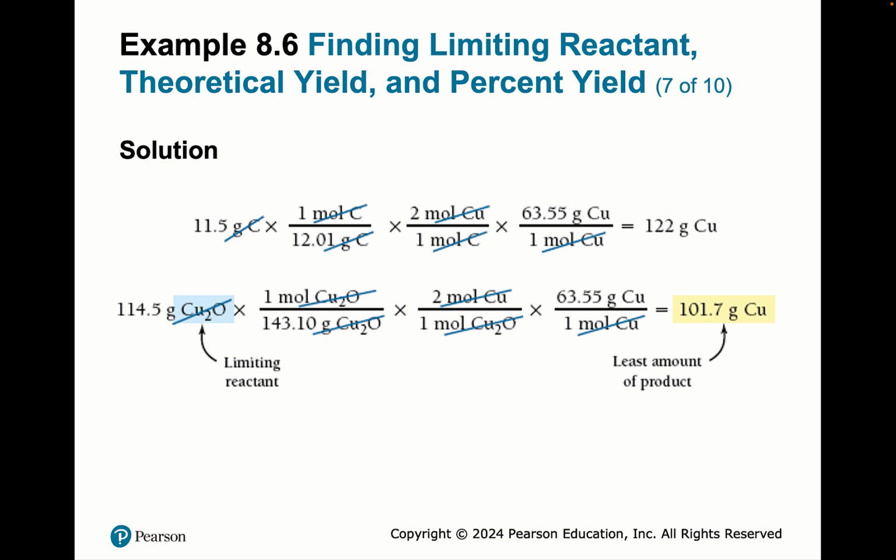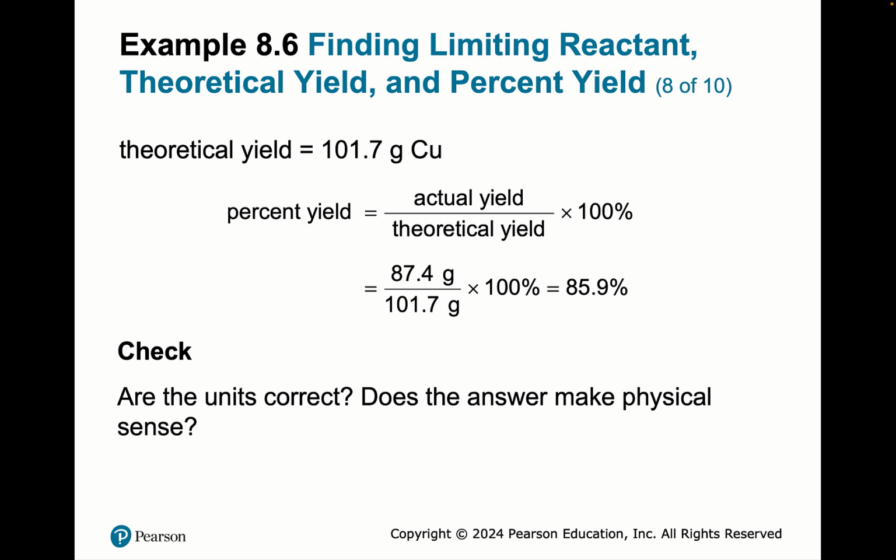So doing this, we find out that copper oxide is the limiting reagent, because it's the lowest, right? As we illustrated before, if you pick the other one, you're going to break the conservation of mass. So that's the lowest. And let's do the actual yield, or the percent yield. What we should get is 101.7, and what we actually get is 87.4, and that means we have an 85.9% yield. So, okay, let's talk about this and what it means.